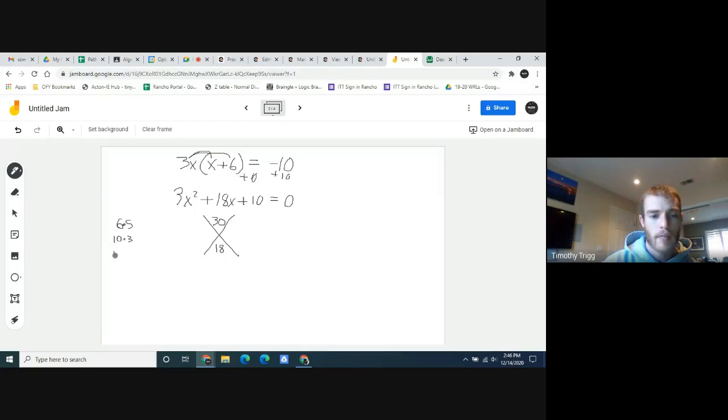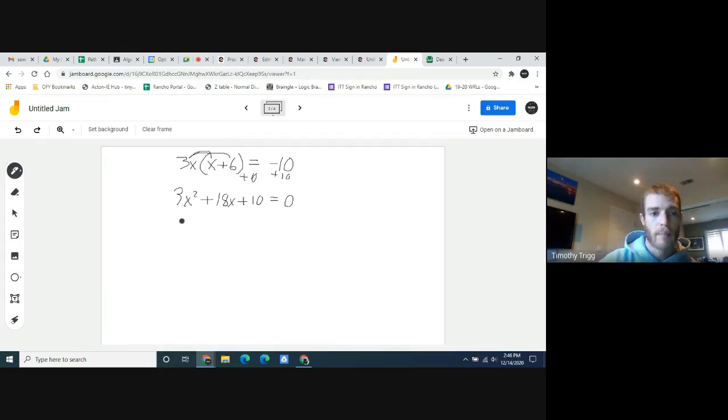What about 15 times 2? Yeah, that gives me 30. But does that add up to 18? No. What about 30 times 1? Well, that doesn't add up to 18 either. So none of these work, right? So maybe this thing's not factorable. And remember, if it's not factorable, you could always, always, always use the quadratic formula. So whether it's factorable or not, you could always use the quadratic formula. And that's what we're going to do here.